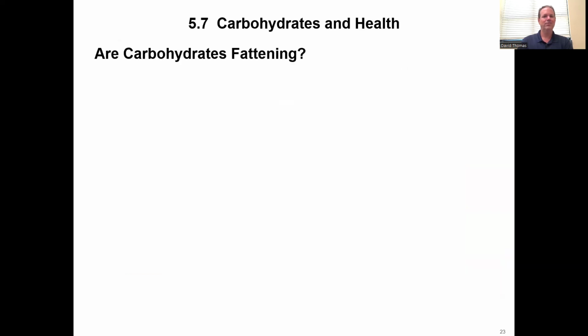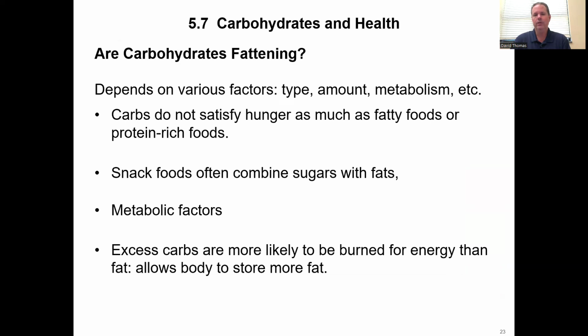All right, section 7 starts out with a question. Are carbohydrates fattening? That's maybe a misleading or perhaps even a trick question. It really comes down to how many calories are we taking in and how many calories are we using or burning or expending, right? And it depends on a lot of things. The book mentions a few things.